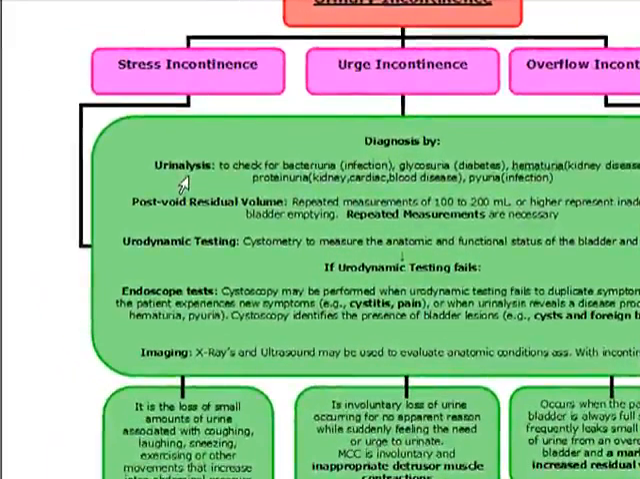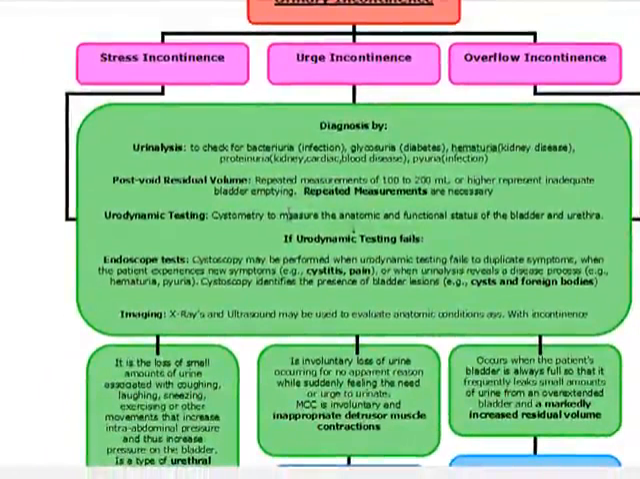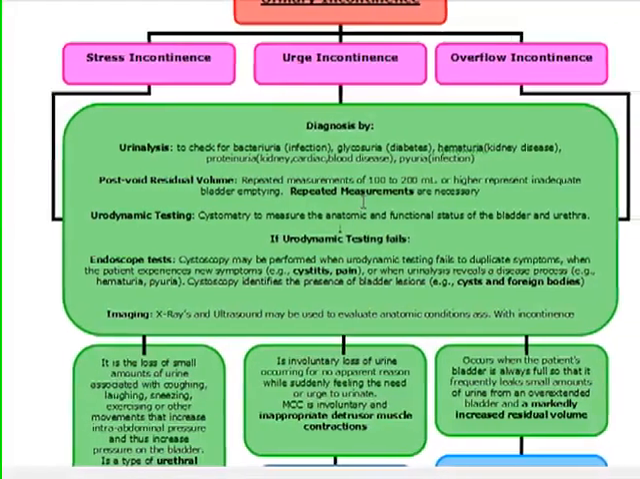Another thing we're going to do is post-void residual volume, and we have to do repeated measurements on these patients. If we have repeated measurements of over 100 to 200 or higher, it's going to indicate inadequate bladder emptying, and that's going to give us another type of incontinence, which we're going to go over in a second. So urinalysis, then post-void residual volume on repeated measurements; over 100 to 200 means there's inadequate bladder emptying.